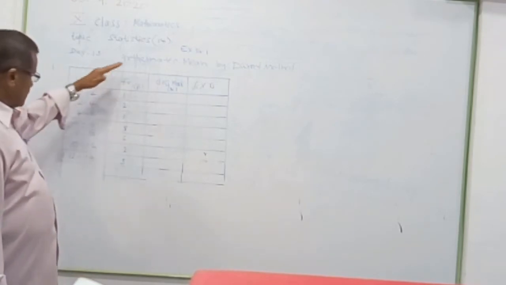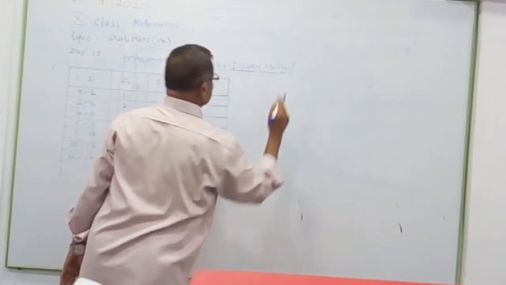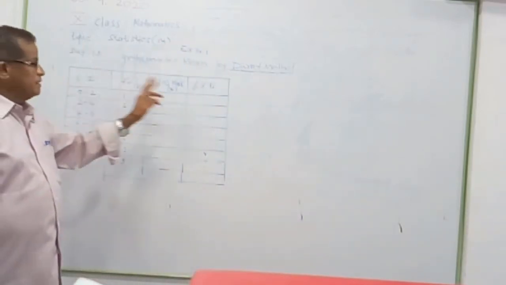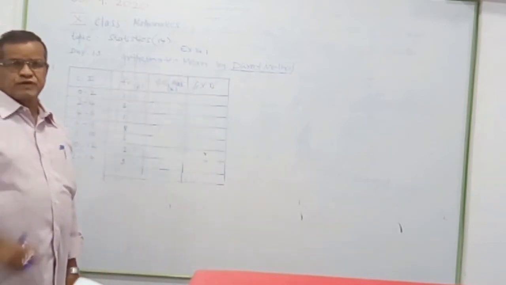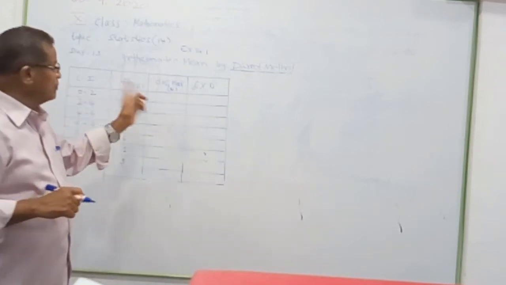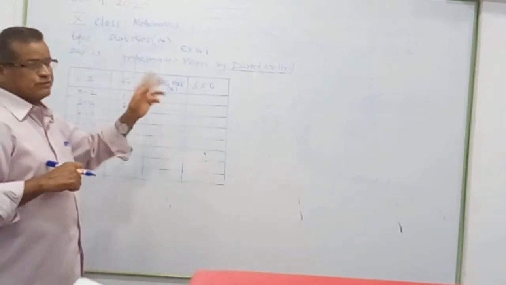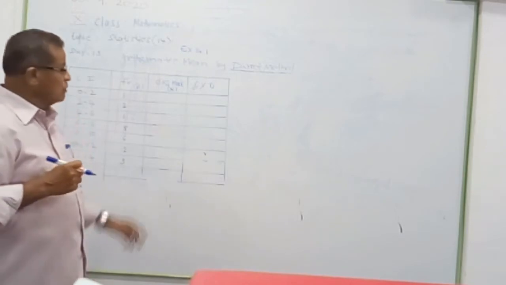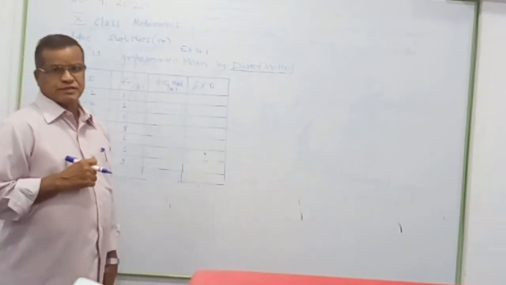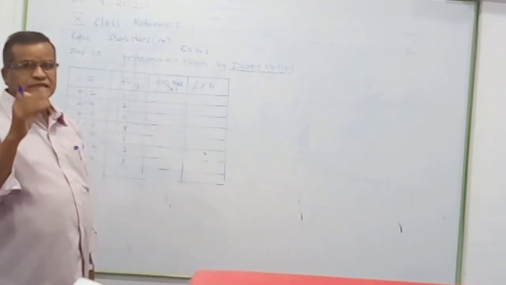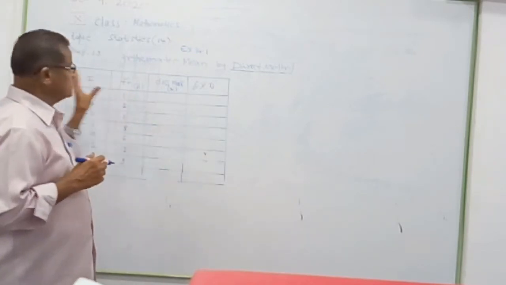See, the easiest method is the direct method. Specifically, he will ask in the question to find arithmetic mean by direct method, by deviation method, or by step deviation method. There are three methods. First method is direct method, second is deviation method, third is step deviation method. I will explain one by one. First, direct method.